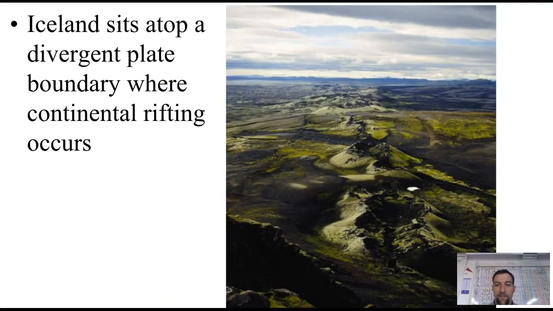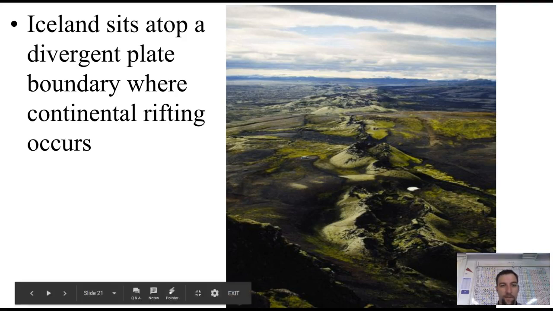And here it is. Here's Iceland. You can literally see that area where those plates are being pushed apart. So you can see how the landscape has been changed because of it. You can literally see that rift valley running through the country of Iceland. So we call that rifting or continental rifting.